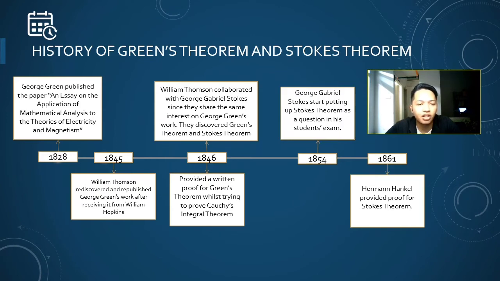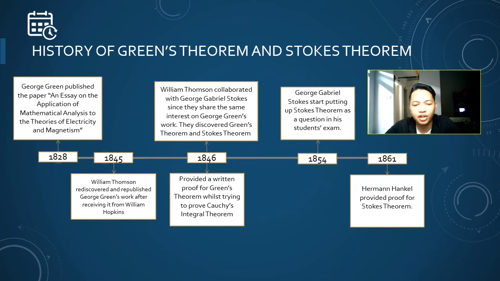He received the copy of George Green's work from William Hopkins, his coach at Cambridge. In 1846, William Thomson collaborated with George Gabriel Stokes, and because they shared the same interest in Green's work, they discovered Green's theorem and Stokes' theorem from the essay that Green had made. In the same year, Cauchy provided a written proof for Green's theorem while he was trying to prove Cauchy's integral theorem.